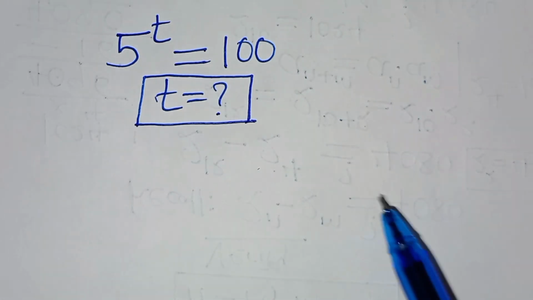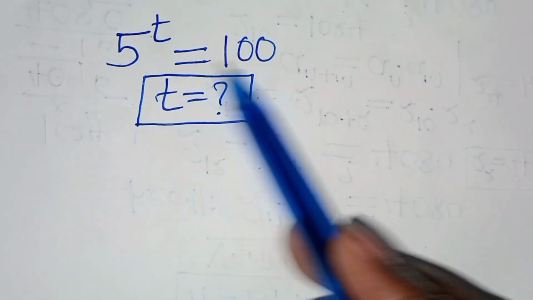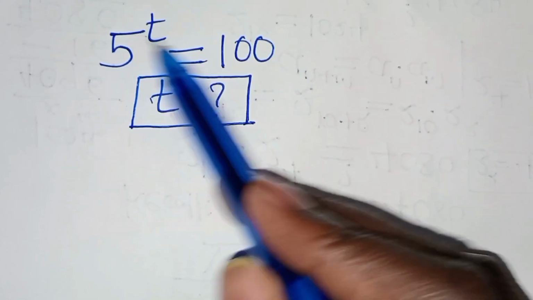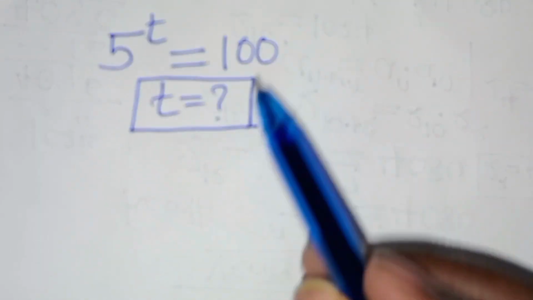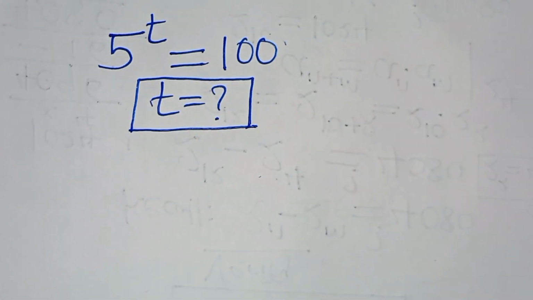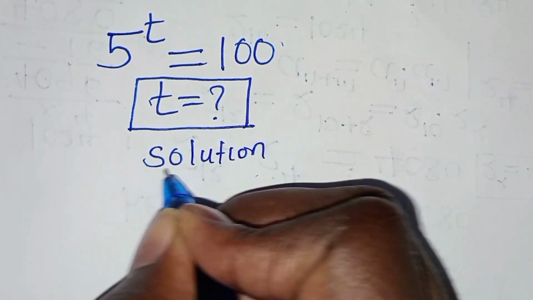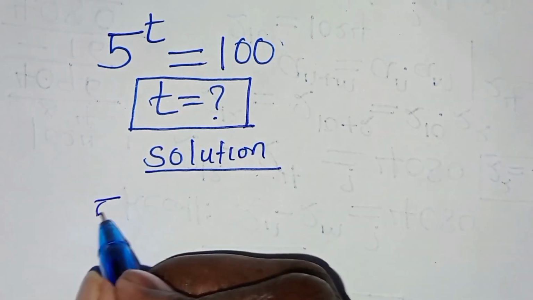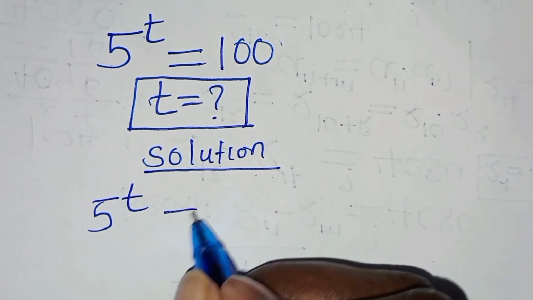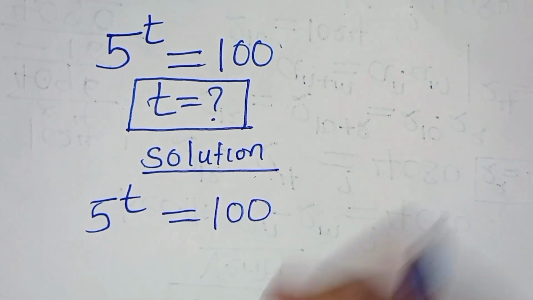Hello everyone, you're welcome to solve this nice exponential equation, which is 5 to the power of t equal to 100. What is the value of t? Now let's present a solution from here. We have 5 to the power of t equal to 100.